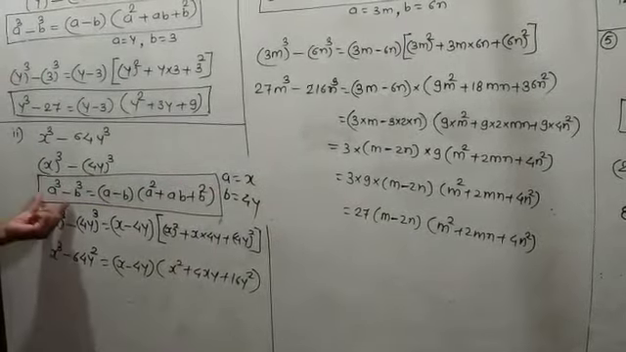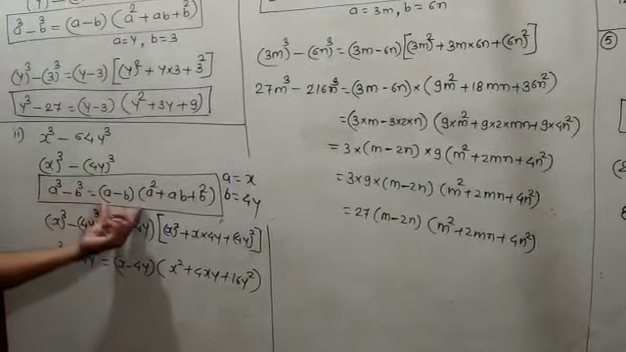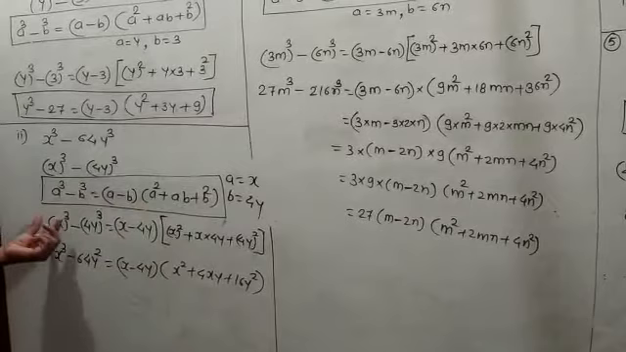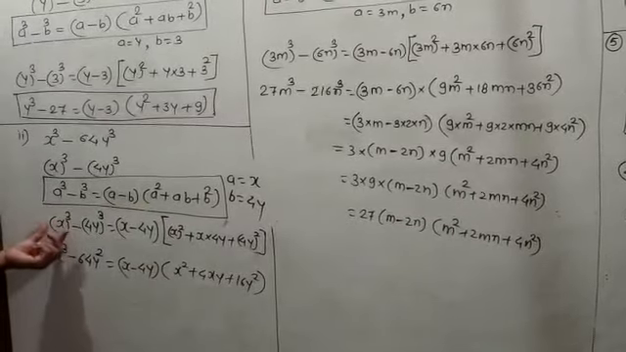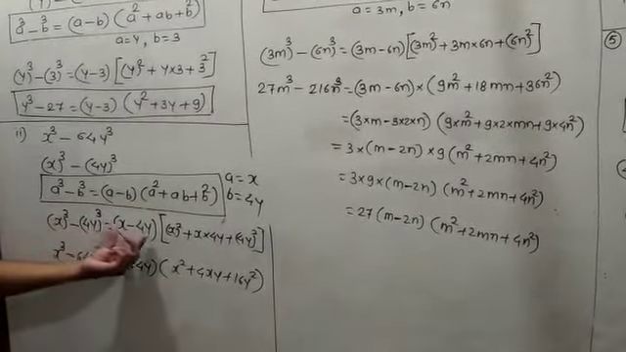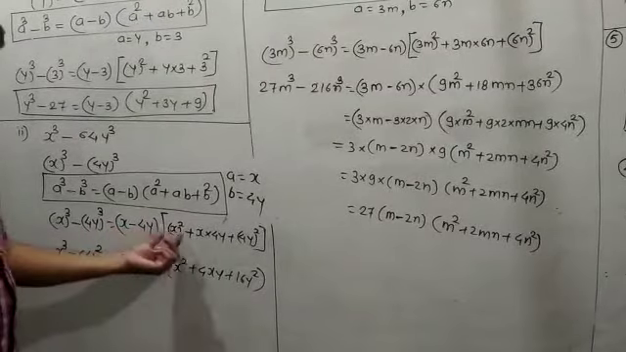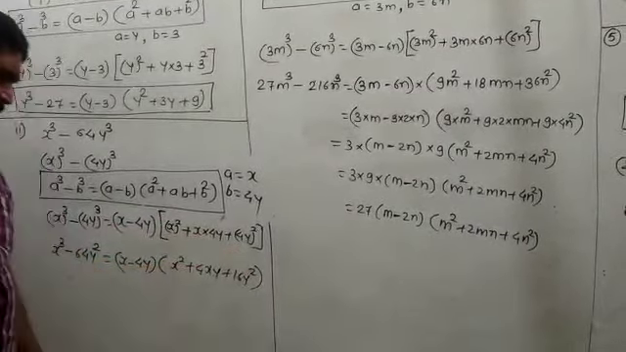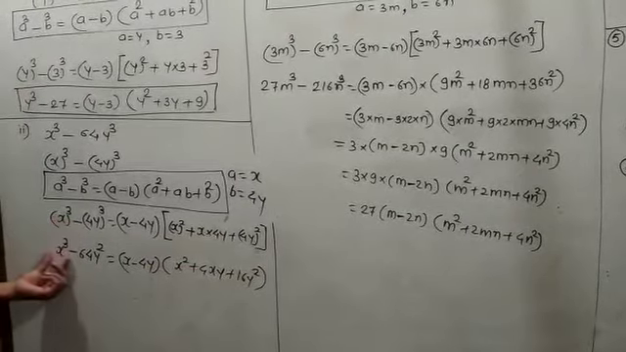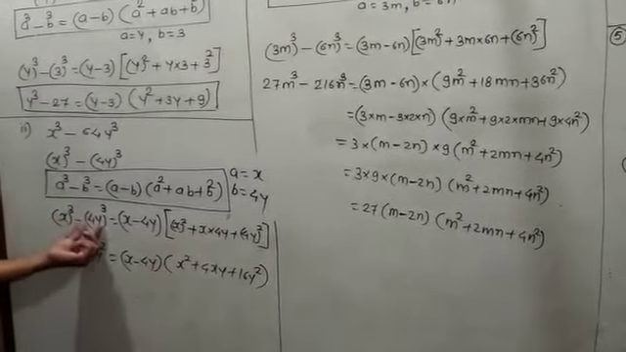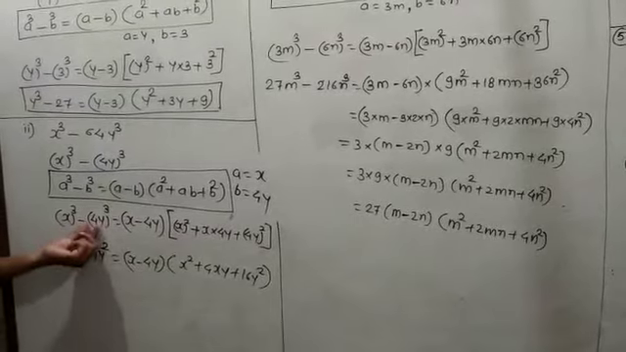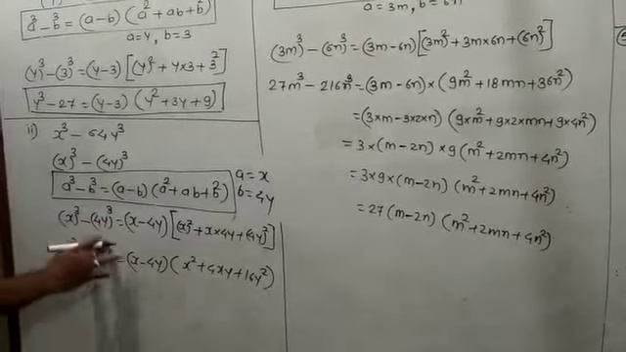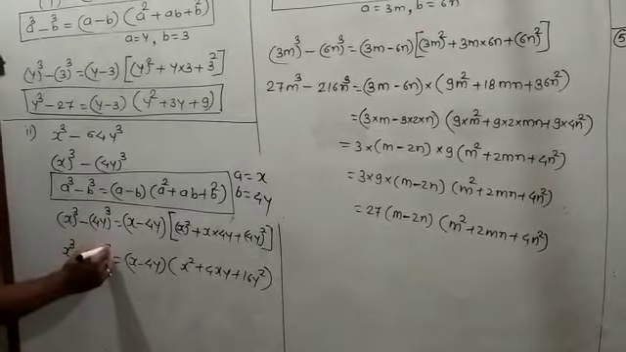Then you have to utilize the identity a cube minus b cube is equal to a minus b in one bracket, a square plus ab plus b square in another bracket. Then you have to put the value of a and b, x cube minus 4y cube is equal to x minus 4y in one bracket. This is a square, this one is a multiplied by b, this one is b square. In the next step, you have to do the cube of x, x cube, cube of 4y, you have to do the cube of 4 also, cube of y also, cube of 4 is 64 and cube of y is y cube.